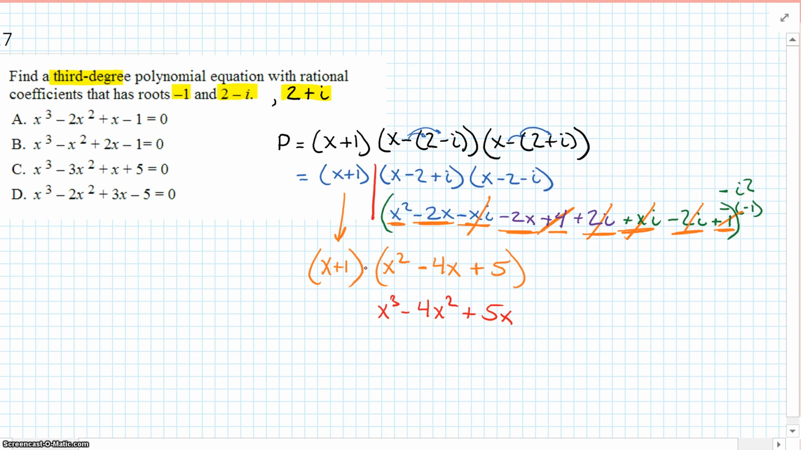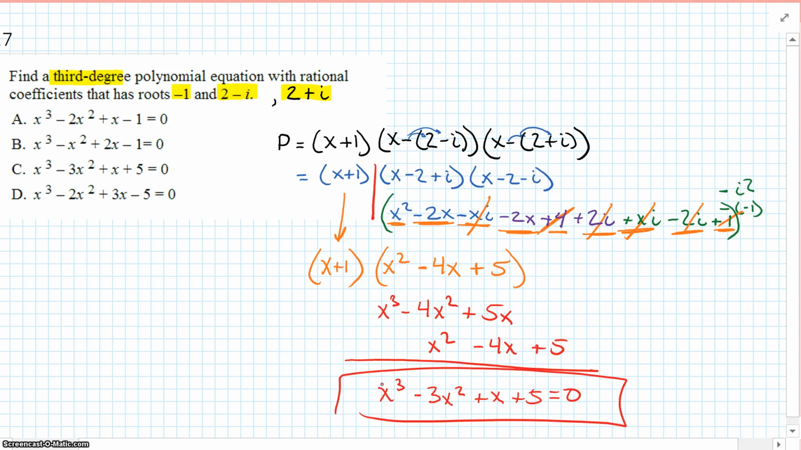Going to the next term, the 1, and I'm going to stack these. So I'm going to now distribute the 1. 1 times x squared is x squared. 1 times negative 4x is negative 4x. 1 times 5 is 5. I'm just going to add like terms. So it's going to be x cubed, negative 4x squared plus x squared would be minus 3x squared, 5x minus 4x is plus x, plus 5 equals 0. So the answer looks like it is C.